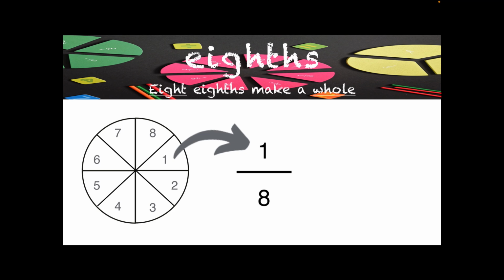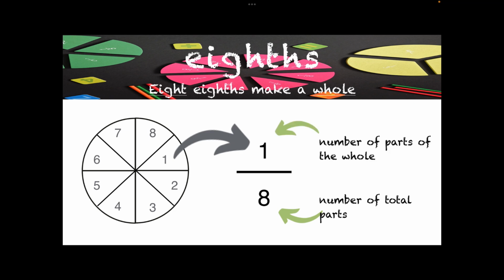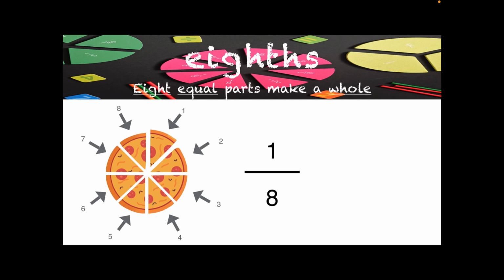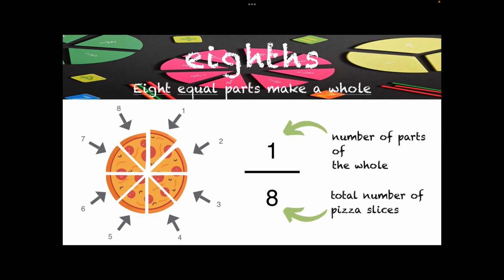each of those parts is called an eighth. 8 eighths make a whole. In this case, because the whole is divided into 8, the denominator, which is the total number of parts, would be 8. And the numerator, which is the number of parts we take from the whole, would be 1. If we have a pizza and we split it into 8 and we eat only 1 slice, then we eat 1/8. Again, the denominator is the total number of pizza slices, and the numerator is the number of parts of the whole that we took.